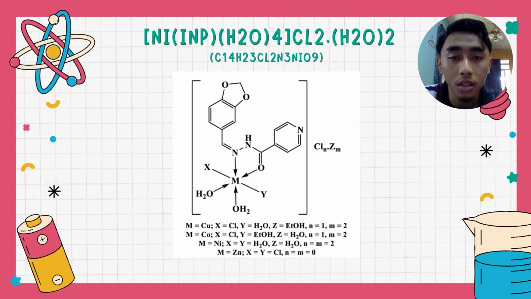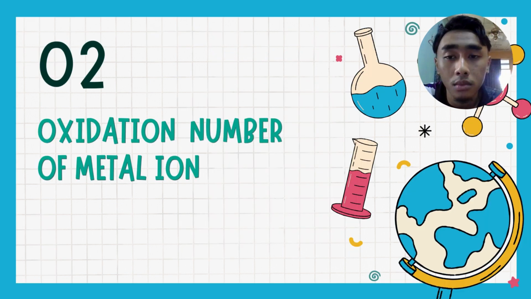So this is the metal complex that I have drawn based on the journal that I have chosen. For this metal complex, we have four different metal centers. I have chosen nickel for my metal complex. For the second question, determine the oxidation number of the metal ion.